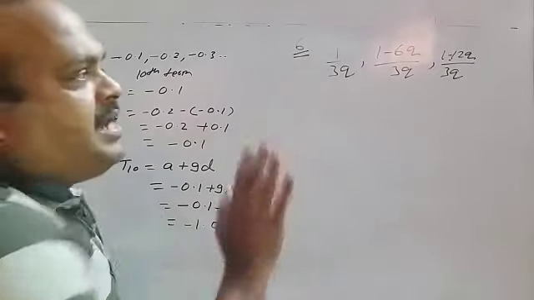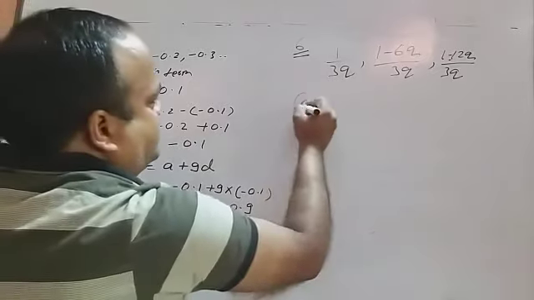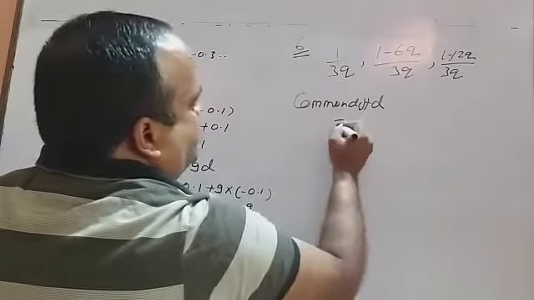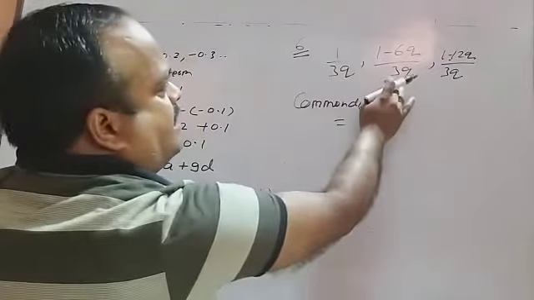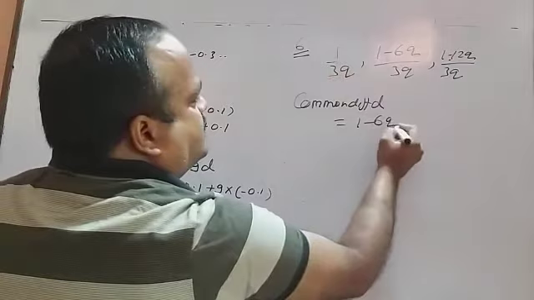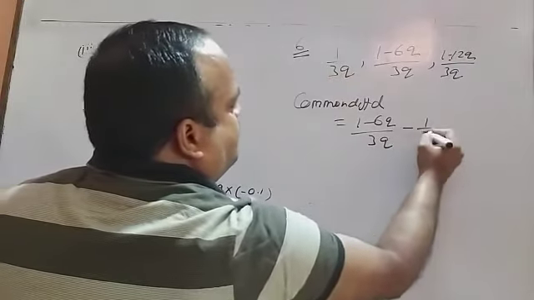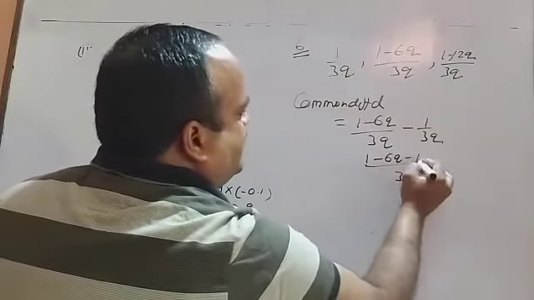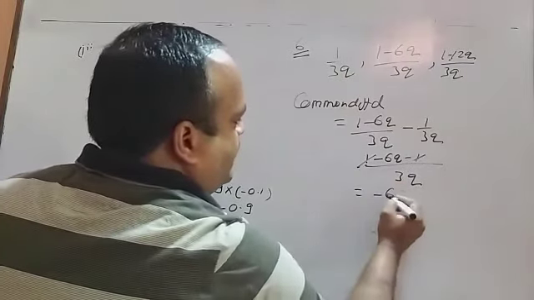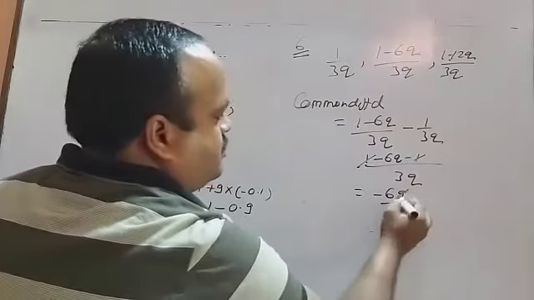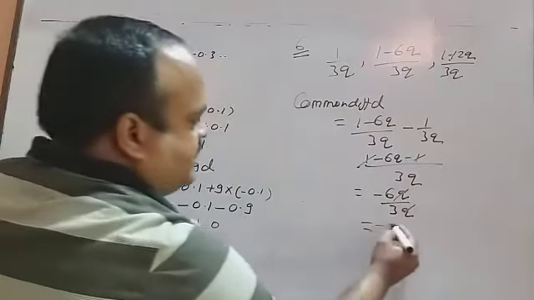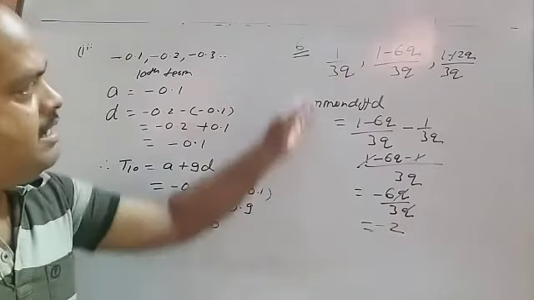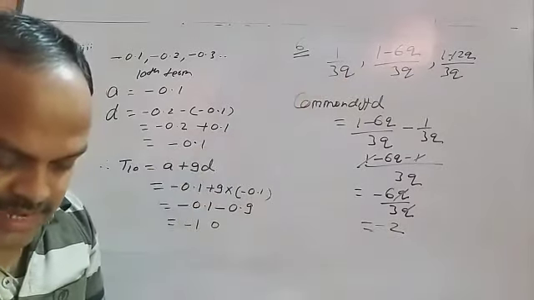The series is already given as AP. So common difference D is equal to this minus this: 1 minus 6q upon 3q minus 1 upon 3q. The LCM is 3q. So 1 minus 6q minus 1, the 1s cancel. Minus 6q upon 3q. The q cancels. 3 twos are 6, so minus 2. So my dear students, the common difference of this series is minus 2.